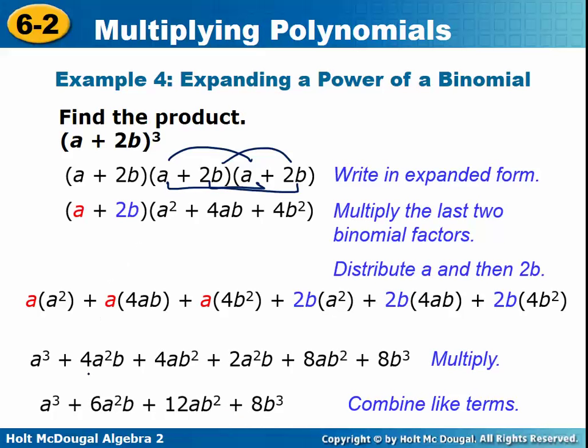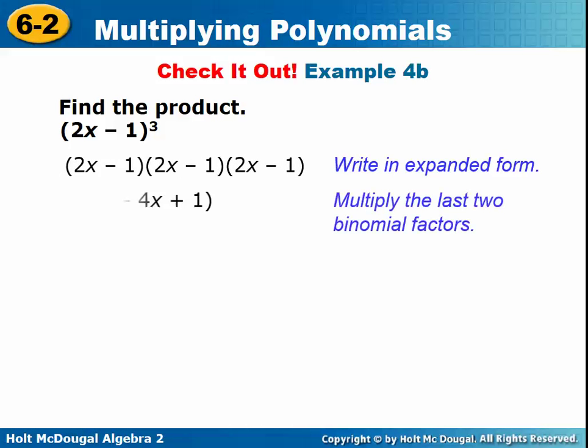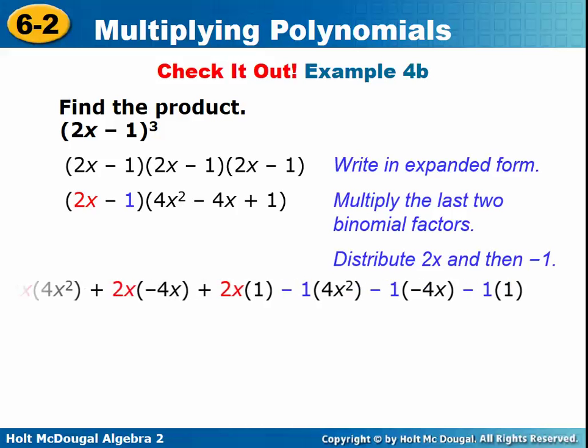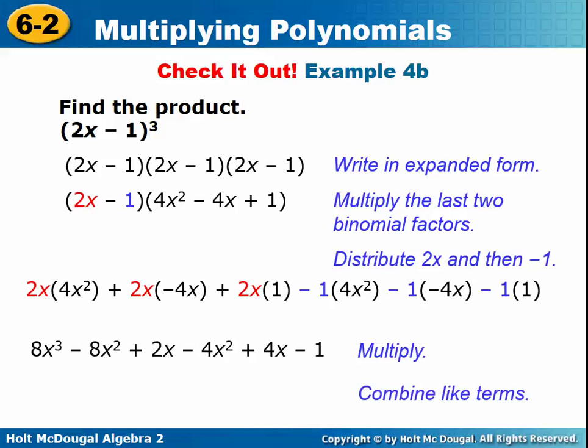And there is some like terms. There's 4a squared b and 2a squared b. And there's 4ab squared and there's 8ab squared. And that's it. So you combine your like terms and then that's your final answer. So that one is a little bit lengthy. Here's another example. You multiply two of the terms together, and then you multiply the binomial by the trinomial, and then finally you combine your like terms.